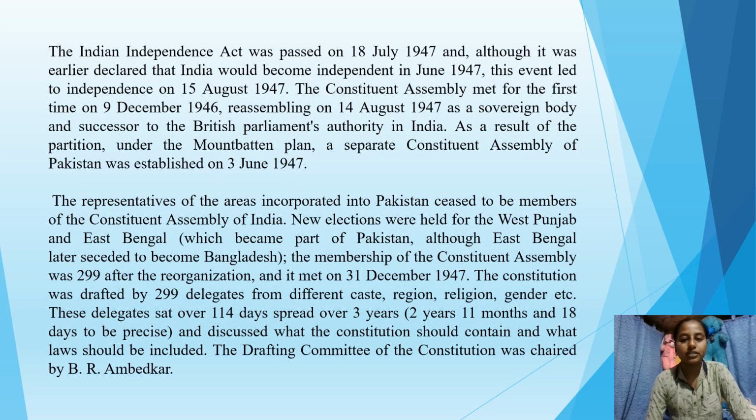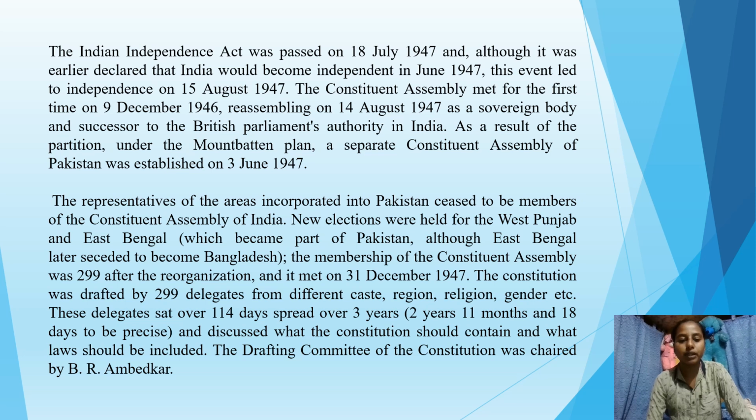The Indian Independence Act was passed on 18 July 1947, and although it was earlier declared that India would become independent in June 1947, this event led to independence on 15 August 1947. The Constituent Assembly met for the first time on 9 December 1946, reassembling on 14 August 1947 as the sovereign body and successor to the British Parliament's authorities in India.